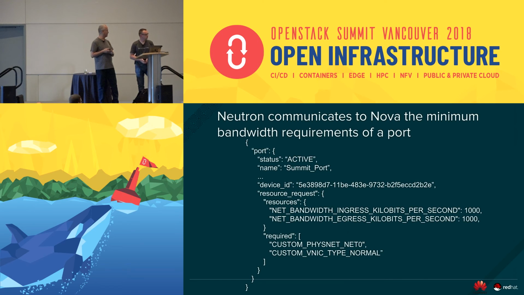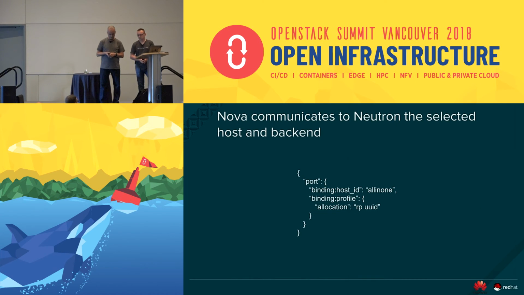In this case, 1,000 kilobits per second. And we are also sending the physical nets that that port's network has access to, can be deployed on, and the VNIC types that are supported by that backend. So with that information, the Nova scheduler is going to say, placement, give me a set of candidate hosts that can allow me to fulfill these bandwidth requirements.